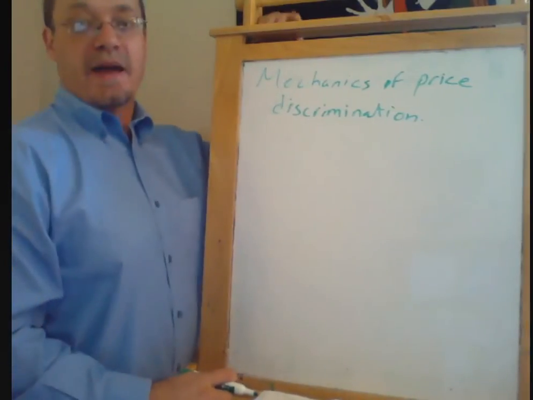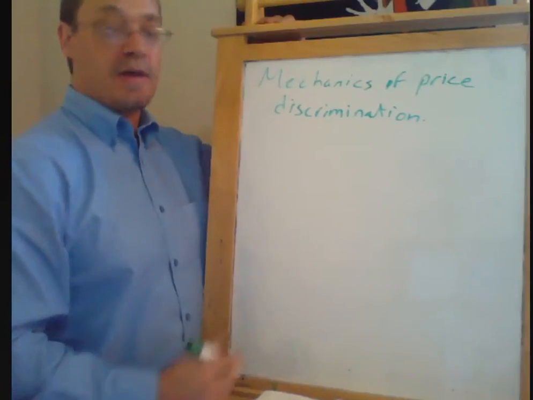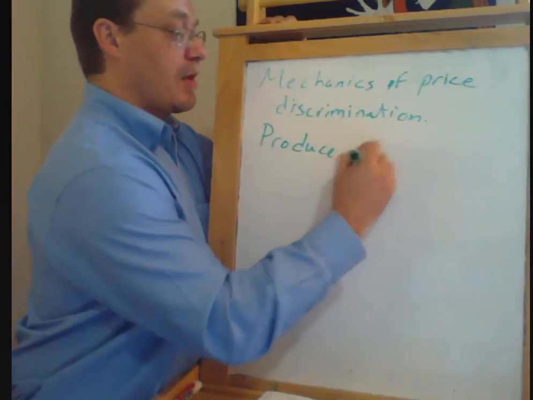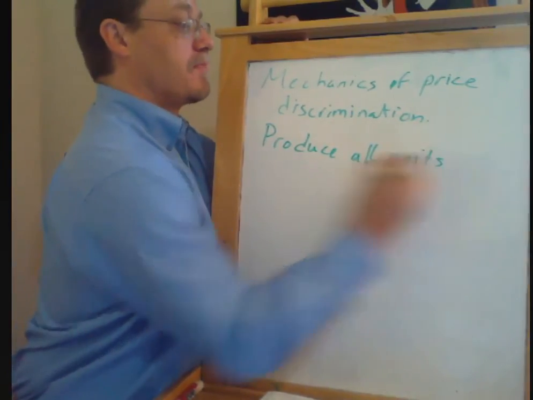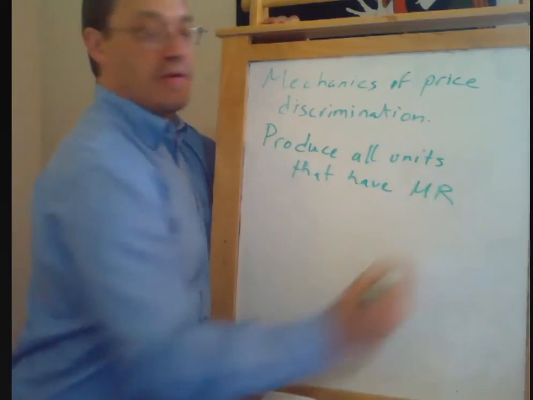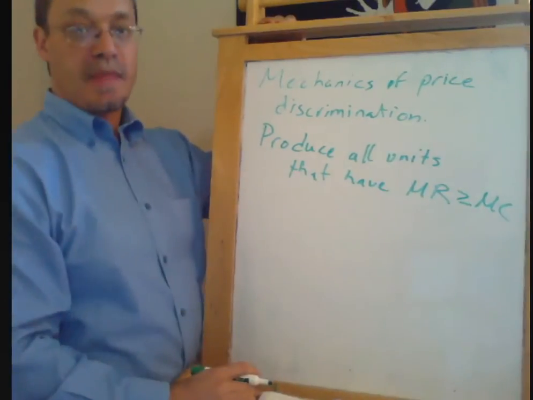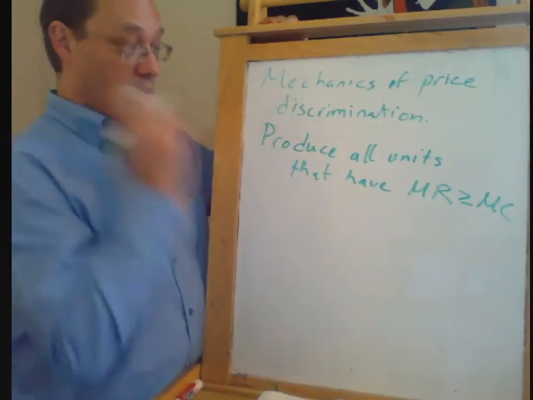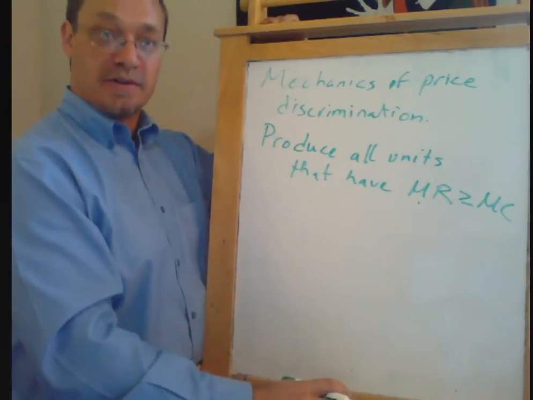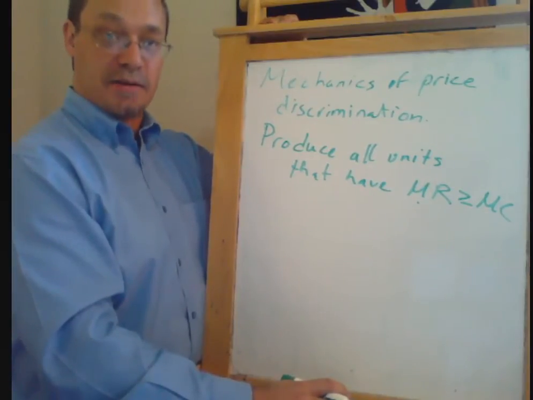So we're going to go back to the same principle of profit maximization we've been using all along, namely, produce all units that have marginal revenue greater than or equal to marginal cost. Now the difference is going to be that marginal revenue is going to be different in our two different markets because different markets have different elasticities of demand.